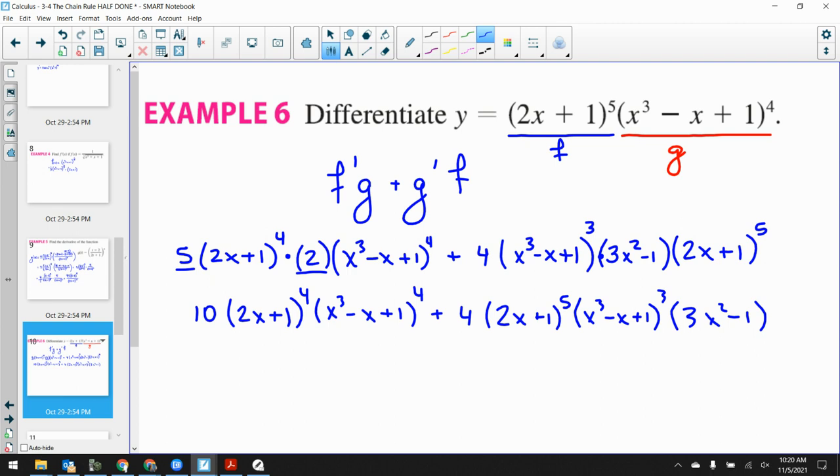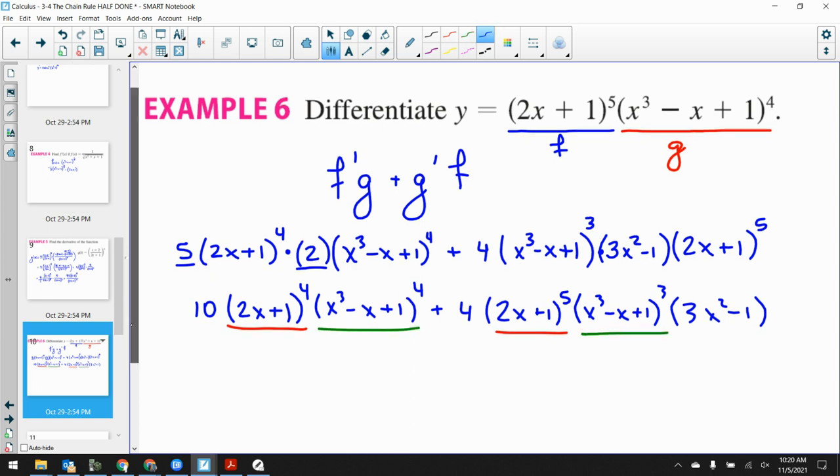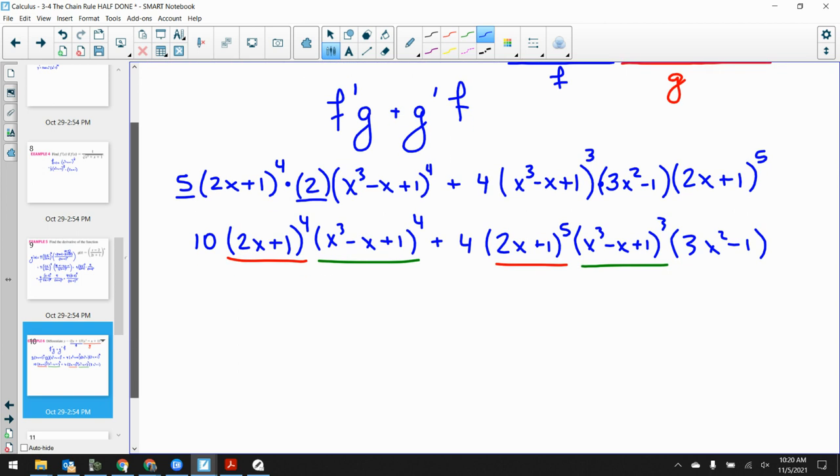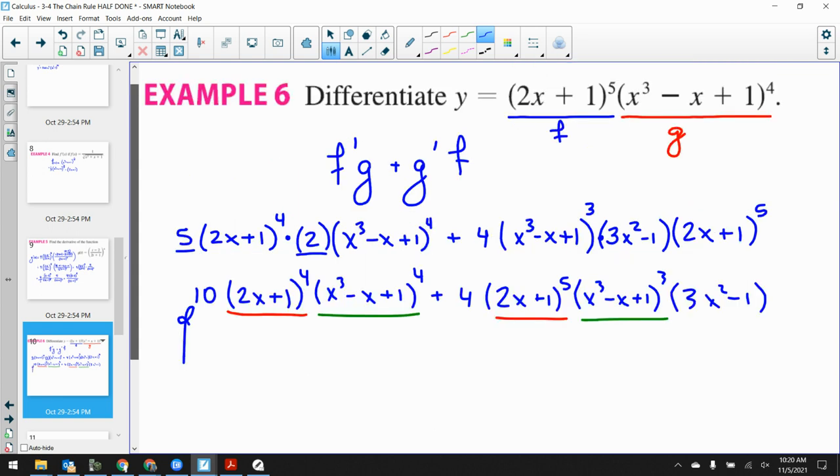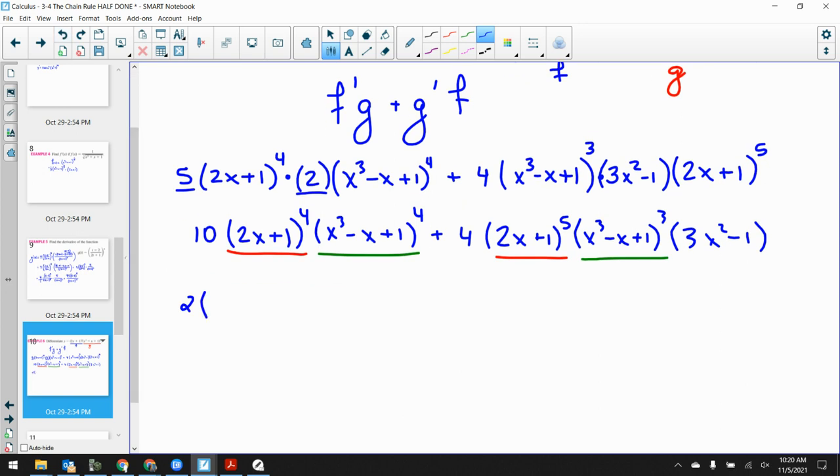Now, there's one other thing I could do to kind of simplify it. Do you see how there are some like terms in here? In these two big chunks, I have some like pieces. So I'm going to factor those out. First off, what's the GCF of my numbers, 10 and 4? 2. So let's pull out a 2. And then let's pull out as many 2x plus 1s as we can.